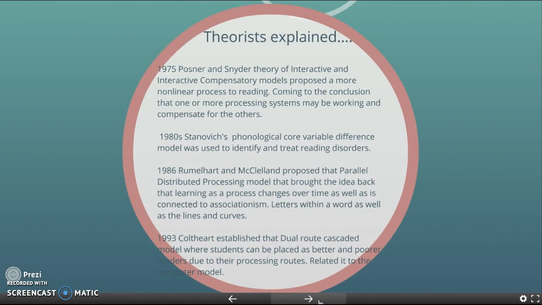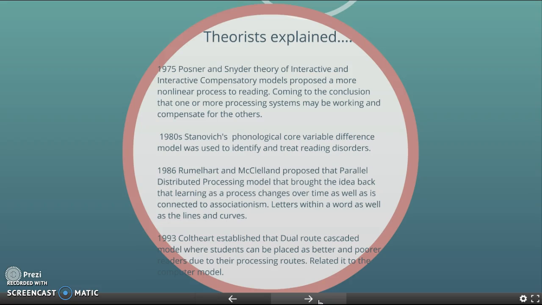Theorists continued. In 1975, Posner and Snyder proposed the interactive and interactive compensatory models, a more nonlinear process to reading, coming to the conclusion that one or more processing systems may be working, but they compensate for each other. In 1980, Stanovich's phonological core variable difference model was used to identify and treat reading disorders, so this is where it came into play.